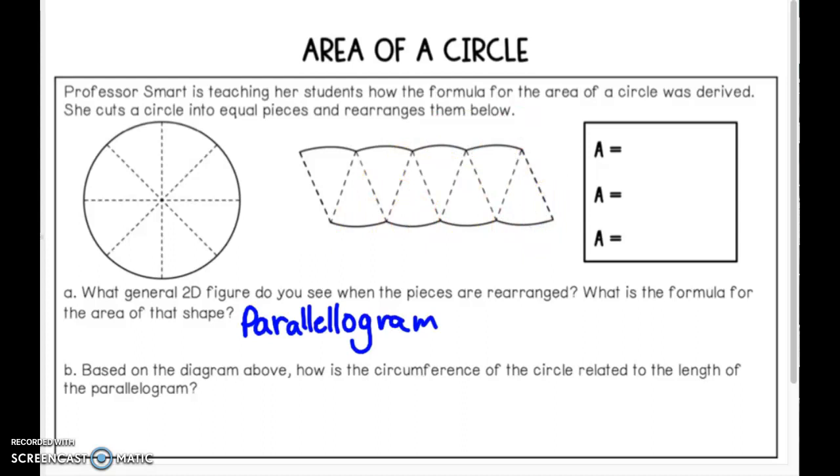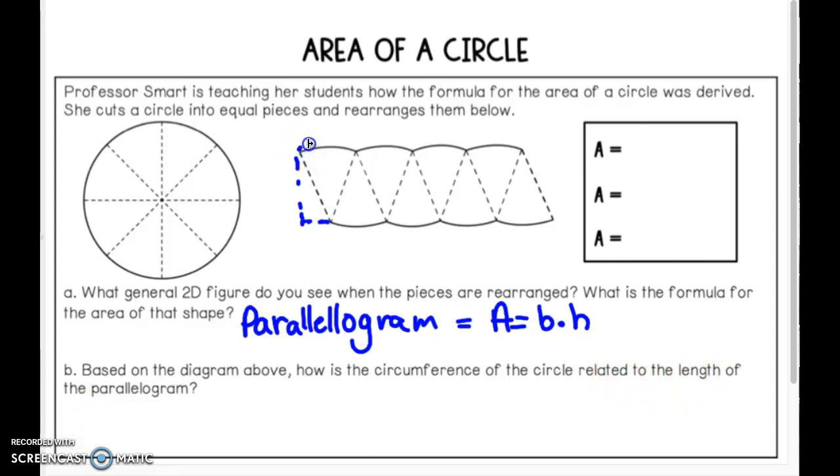And the next part is, what formula do you have for a parallelogram? Well, the parallelogram formula is area equals base times the height. So remember, just like before, the height is this part right here, right? Which is the distance. So the next question wants us to know, how is the circumference of the circle related to the length of the parallelogram?